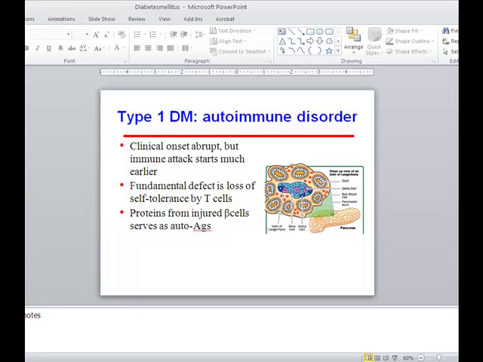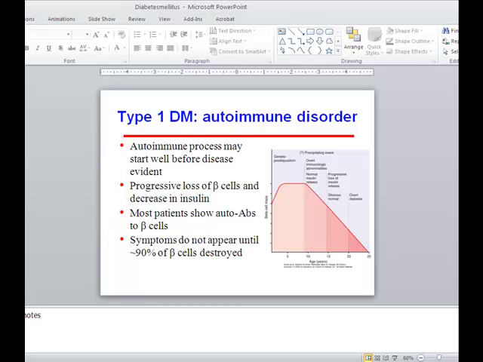The immune attack happens because the fundamental defect is loss of self-tolerance by T cells. T cells recognize these beta cells, or not specifically the beta cells, as being abnormal. And some of the proteins from the injured beta cells serve as antigens, and they're attacked by these antibodies and destroyed. So the destruction of the beta cells can start years before you can actually start seeing the symptoms of diabetes.